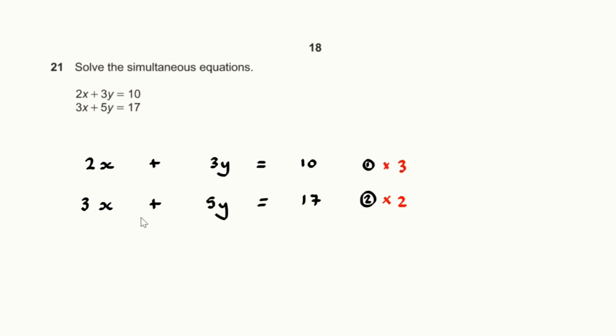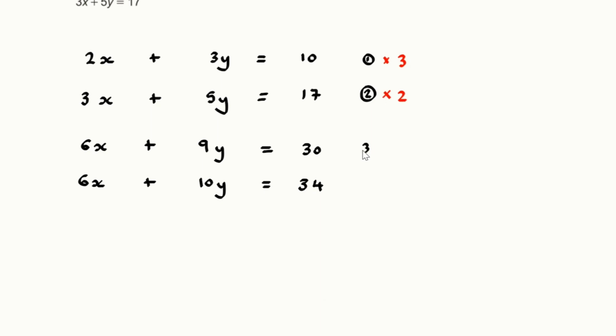And if I do that, 2x times by 3 is 6x. 3y times 3 is 9y. 10 times 3 is 30. 3x times by 2 is 6x. 5y times 2 is 10y. 17 times 2 is 34. Let's call this equation 3. Let's call this equation 4.